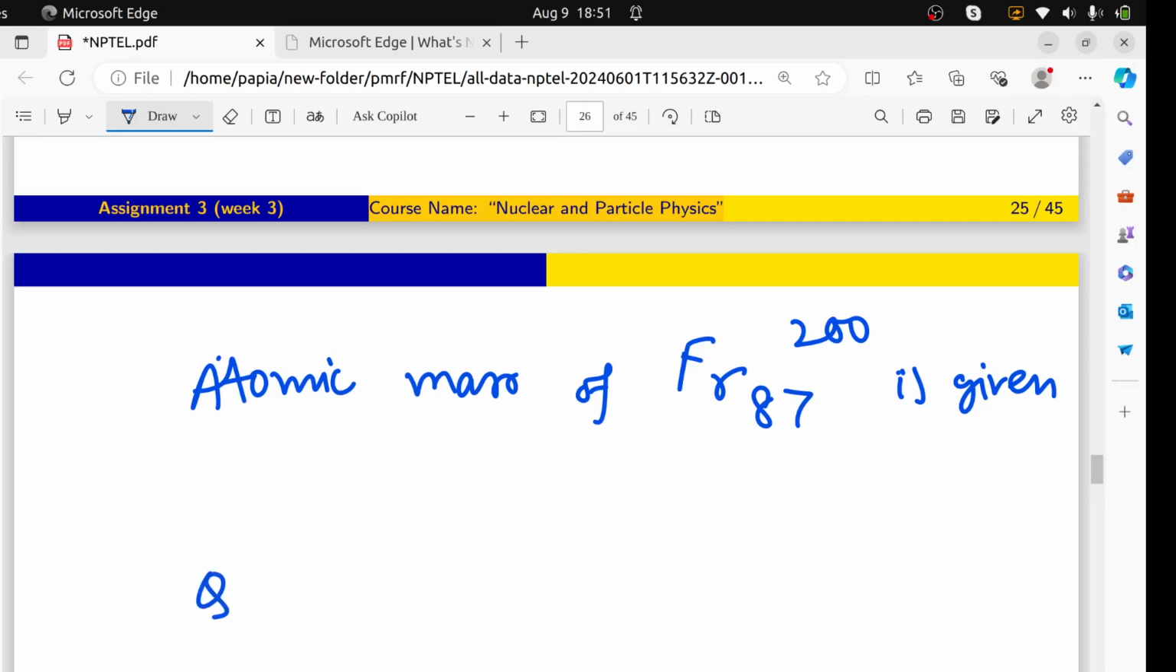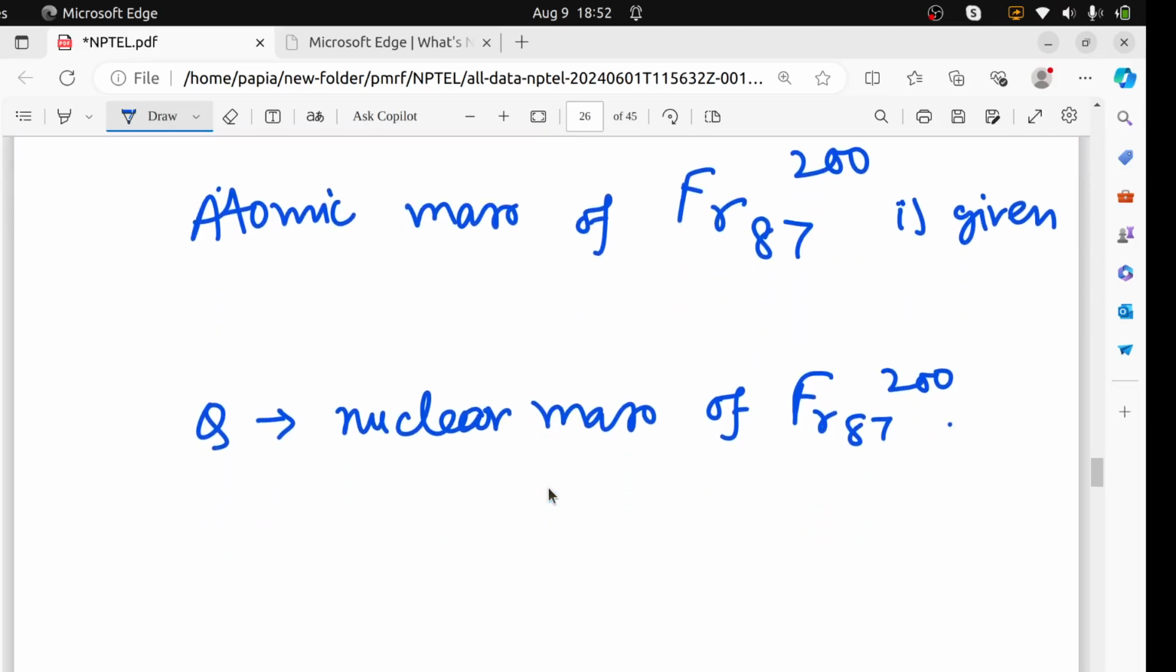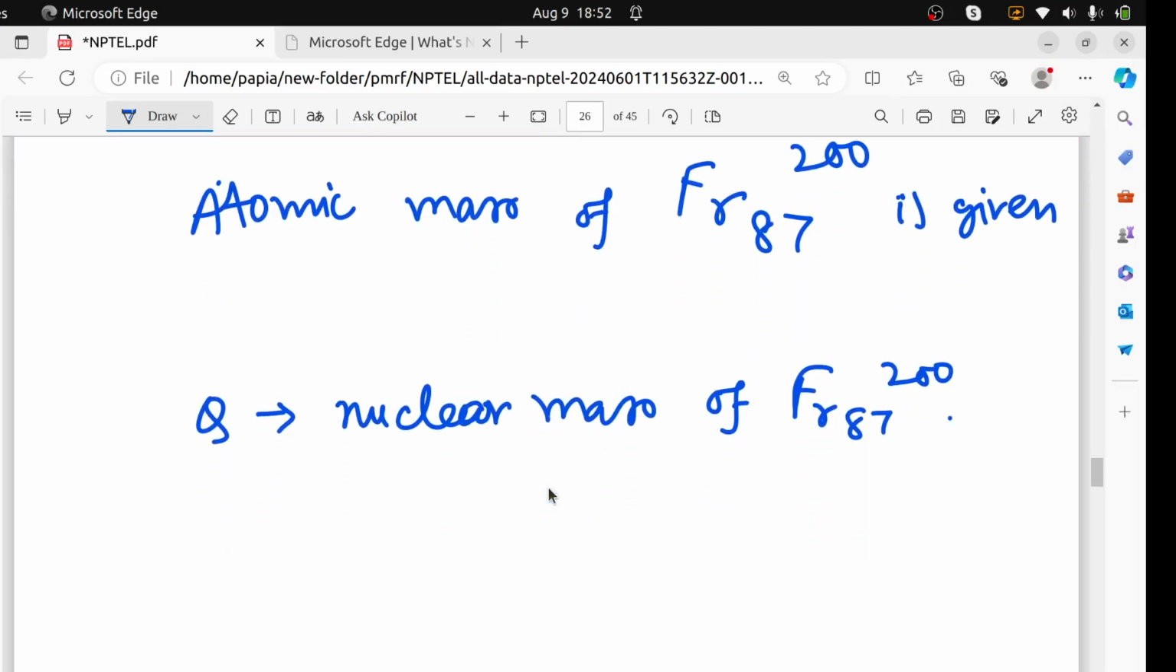But in Q calculation, we need the nuclear mass of Fr 87,200. So if atomic mass is given in any question, but we need to calculate the Q value, and the Q value is obviously on the basis of nuclear mass, then what we have to do? We should convert that atomic mass to the nuclear mass. Otherwise the calculation will be a little bit wrong. Okay. So how to do that?